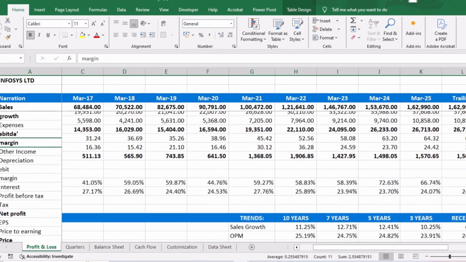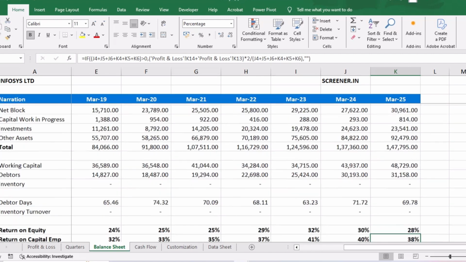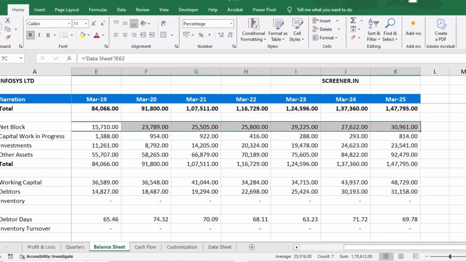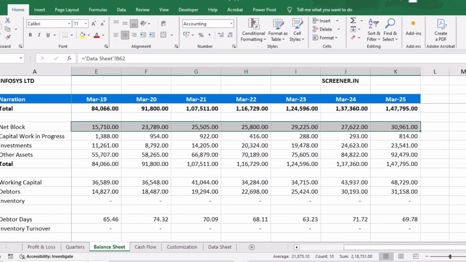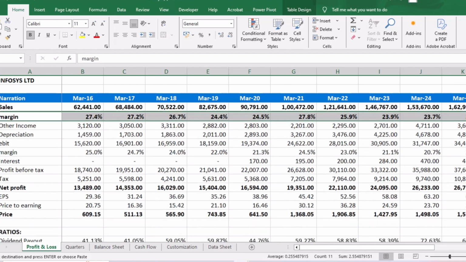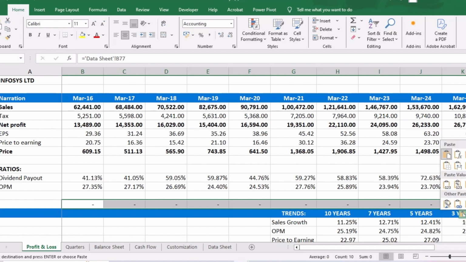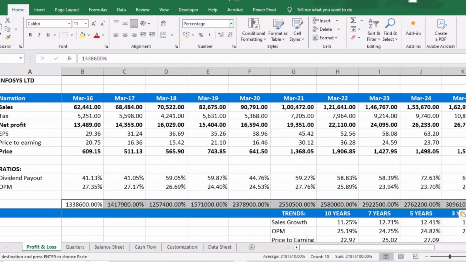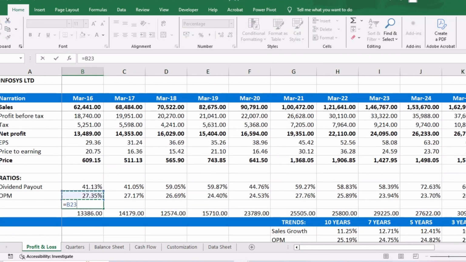We need to find the percentage of depreciation that we usually charge. Go to balance sheet. This is our net block. Okay, I will just get this figure. This is our net block. Copy this. Come over to profit and loss. Where should I paste this? You can paste it here. These are our fixed assets. Okay, remember this. I don't need it in percentage. I need it in numbers. Okay, here we will find the percentage.